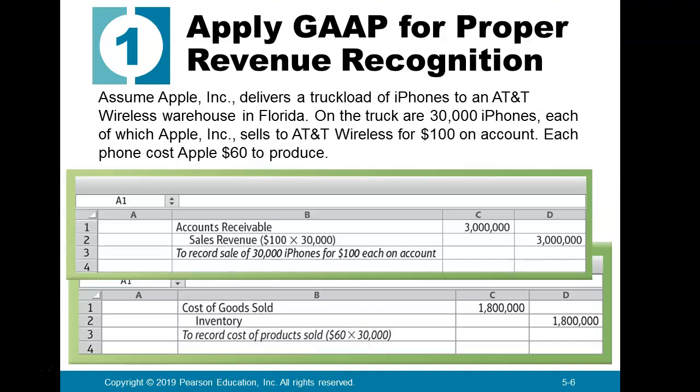So our first entry is going to be a debit to accounts receivable, because we are expecting a future benefit asset for this sale. So accounts receivable is going to be debited $3 million. Again, it's just a multiplication of $100 times the 30,000 phones. Simple mathematics. Nothing major with mathematics here.